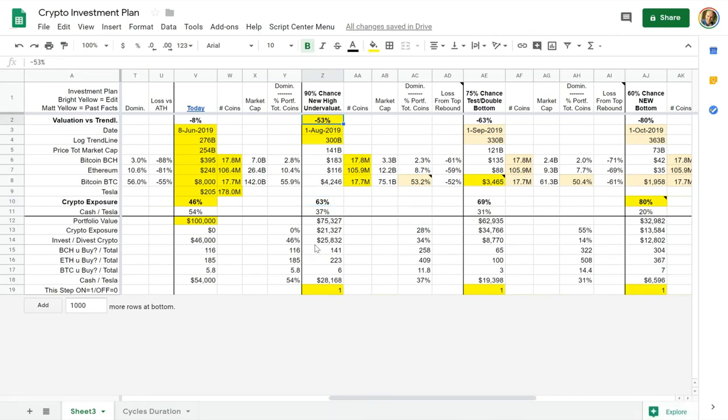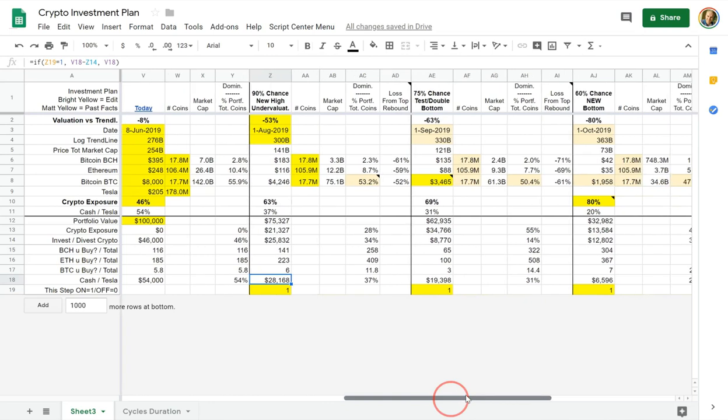And so that means that here I will buy, in my case, BCH. Currently, with this amount of money, I would have this amount of coins under 16, but I will then buy another 140 and the total will be 260. That's my first step. And I will have to sell about half my Tesla for that. And that's how it works.